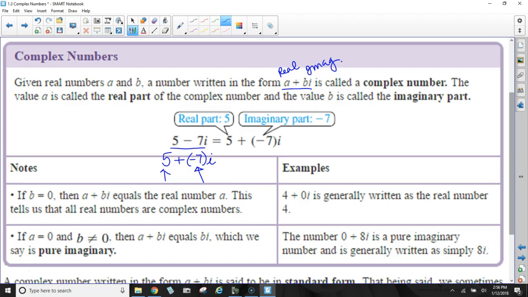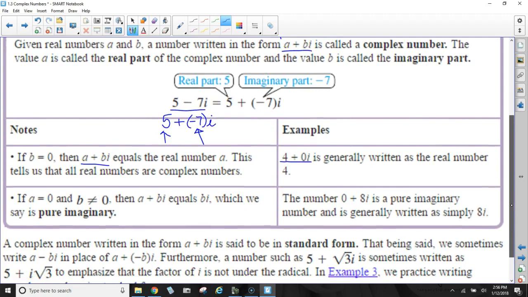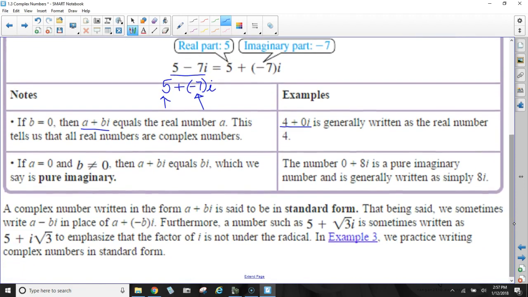Now, we can write any number, whether it is real or imaginary, or put together a complex number, in the form a plus bi. So in a complex number form of a plus bi, if the b is 0, we just have the real part, a. The real number 4 can be written as a complex number, 4 plus 0i. There are occasions where you might want to write 4 as 4 plus 0i.